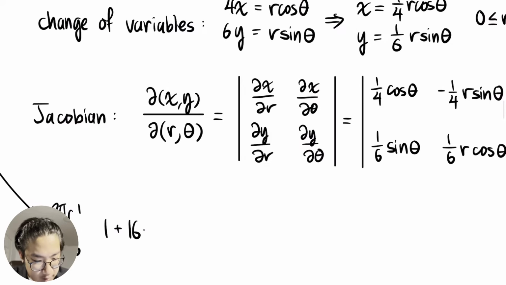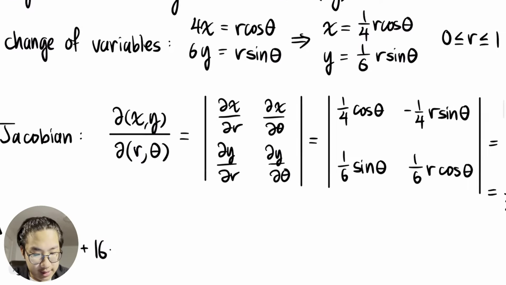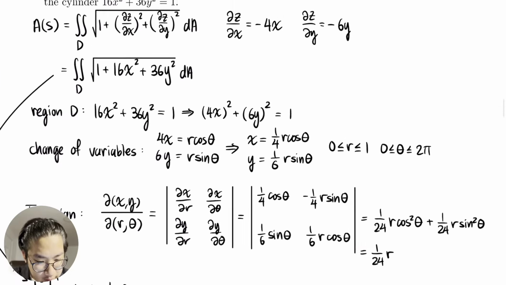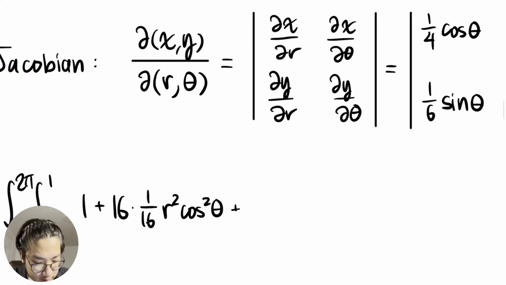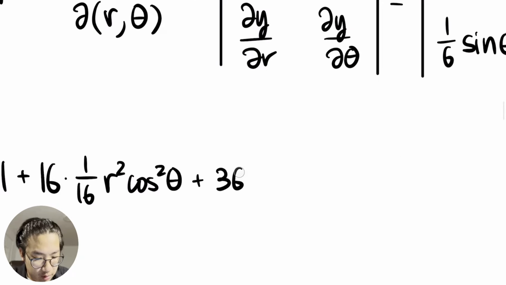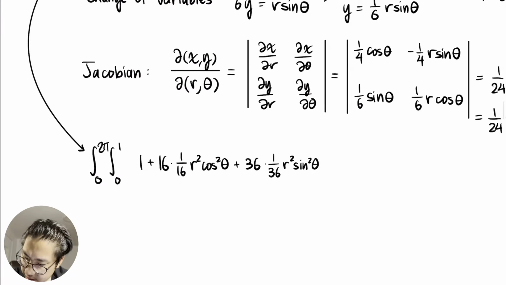So 16 times, and then this squared here, it's just each of the components squared. So we have 1 over 16 r squared cos squared theta. And then we have 36y squared. So pretty similar idea here. So we have 36, y is 1 over 6 r sine theta, so squaring each of those, we have 1 over 36 r squared sine squared theta. Yep, and that's it.